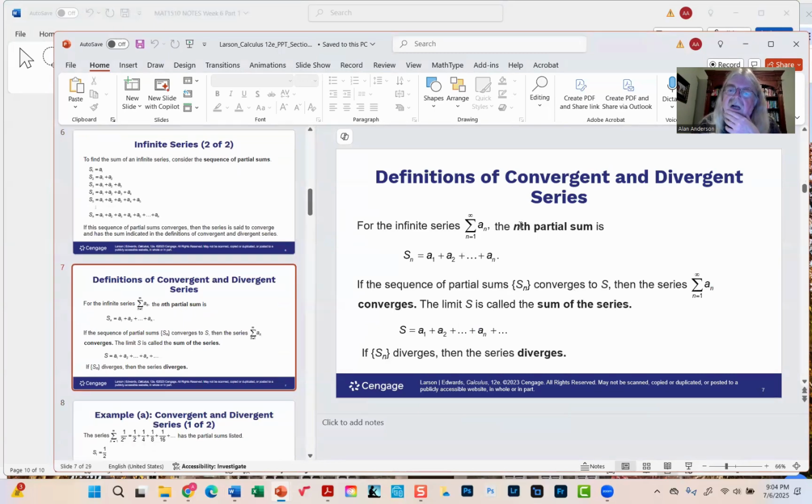For example, here, i equals 1 to n, n equals 1 to infinity. The nth partial sum is the sum of the first n terms. If all of those possible sums converge to S, then the series itself converges. It gets closer and closer to a specific value. The limit S is sometimes called the sum of the series. On the other hand, if the sequence diverges, then so does the series.